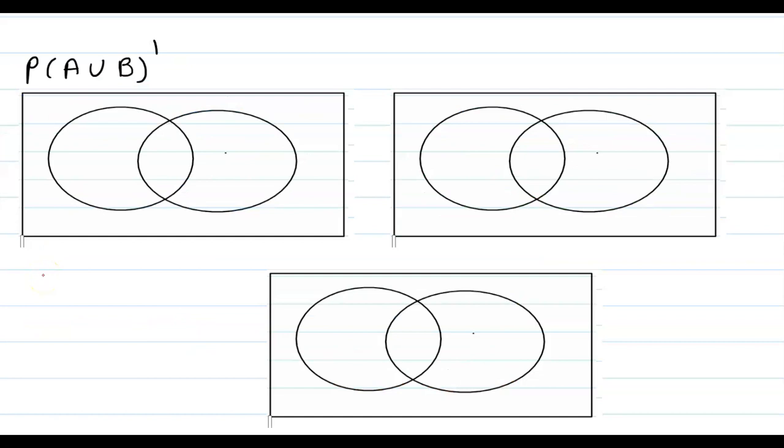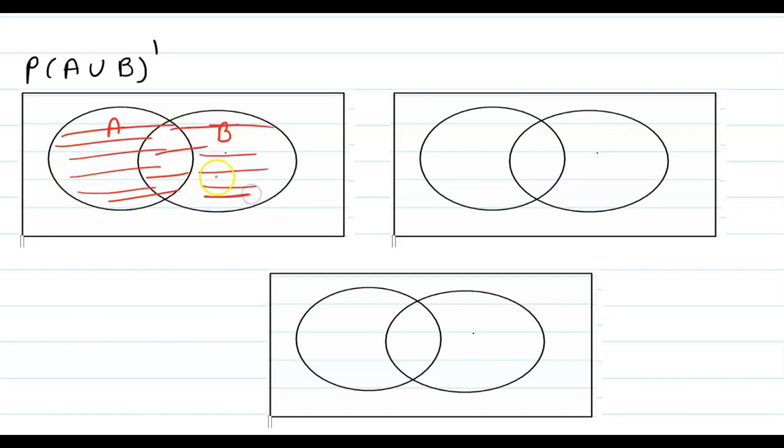The next one is P of A union B, whole complement. Let's do it one by one. So what is A union B? This can be done in two diagrams, right? If this is A and this is B, you are shading A and shading B. That is A union B.